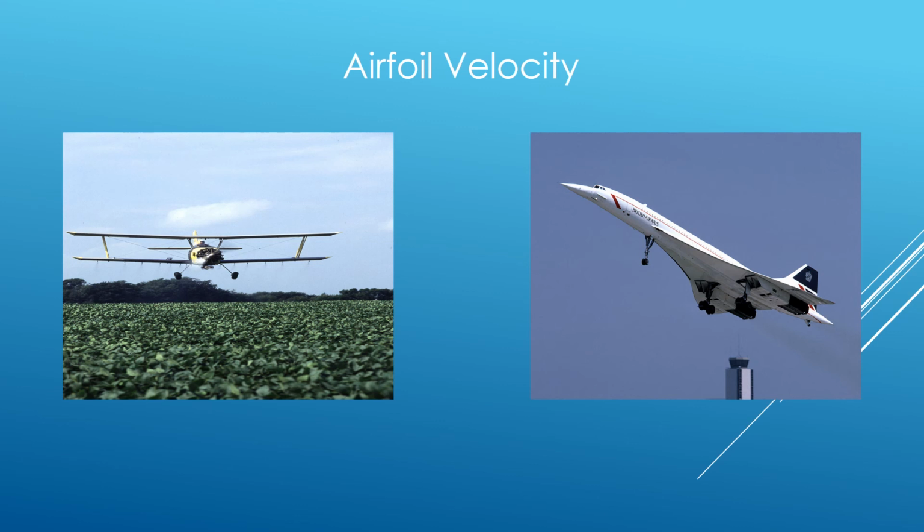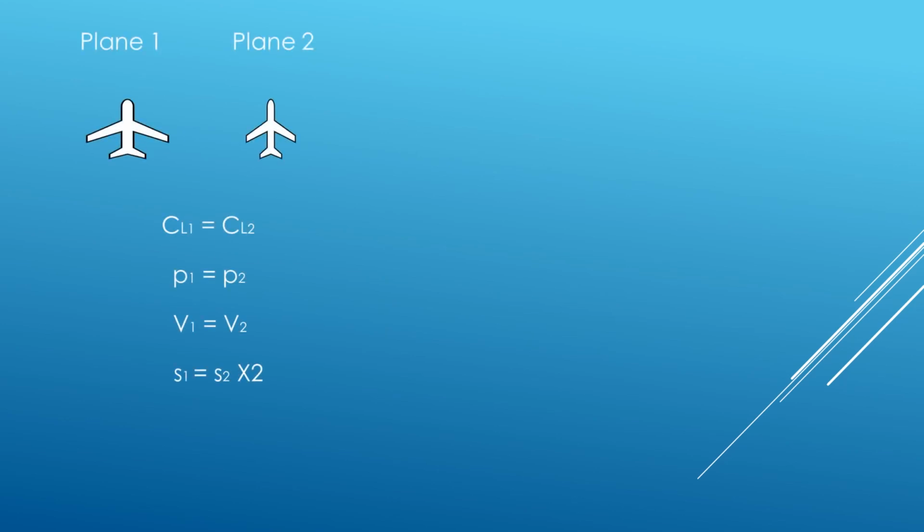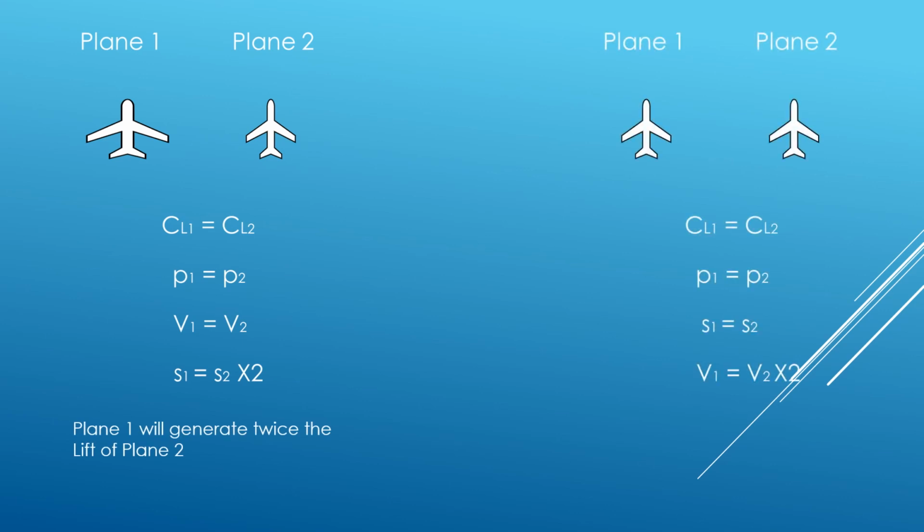For example, an aircraft travelling at the same airspeed, at the same angle of attack, and in the same air density as another aircraft, but with twice the surface area of its wings, will generate twice the lift, whereas an aircraft with the same wing surface area, at the same angle of attack, in the same air density as another aircraft, but at twice the velocity, will generate 4 times the lift of the other aircraft.